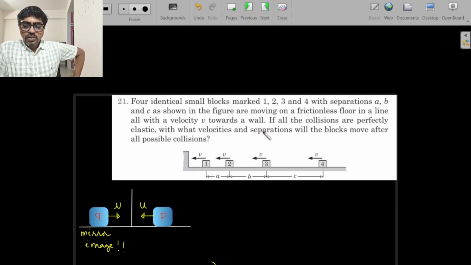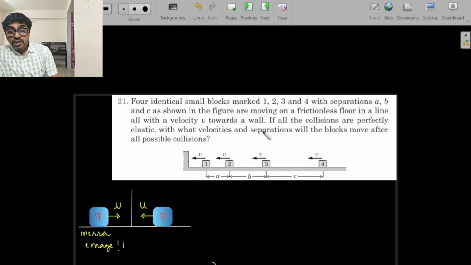So this question, if you want to solve it by analyzing each collision, is going to be pretty lengthy. Let us understand what will happen. Block 1 will collide with the wall first, and then it will return back with the same speed, while 2 would be approaching. So it will collide with 2. Then again they will exchange their velocities.